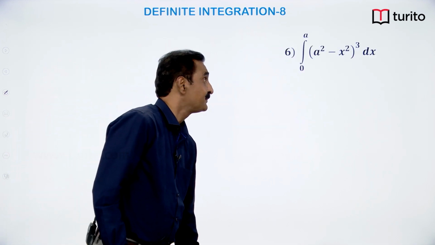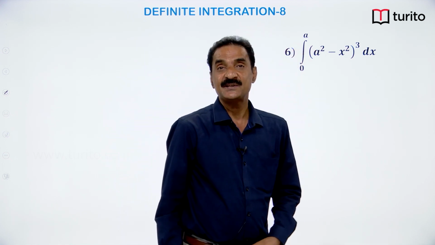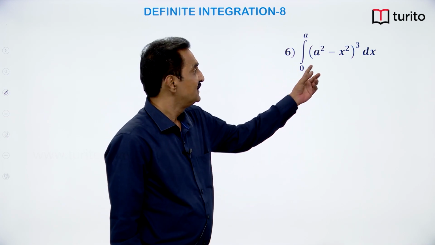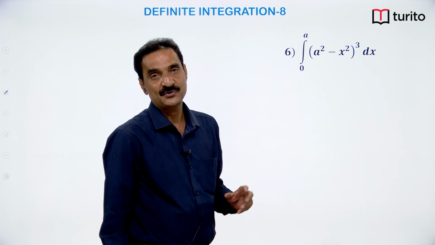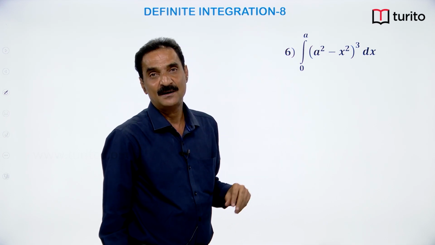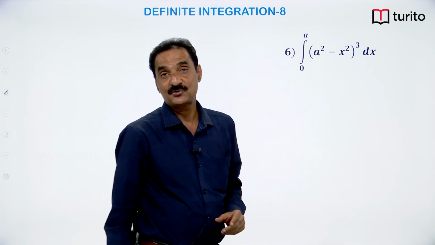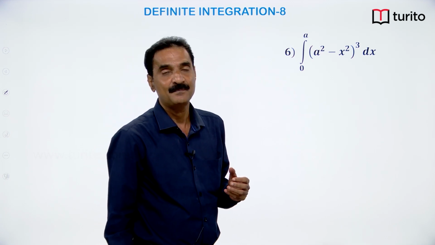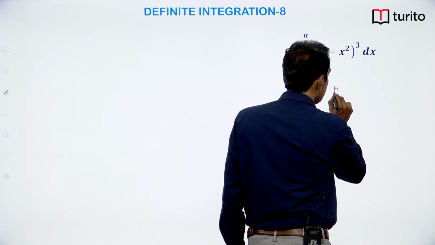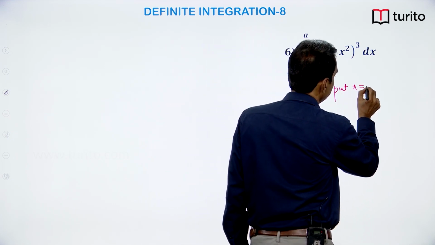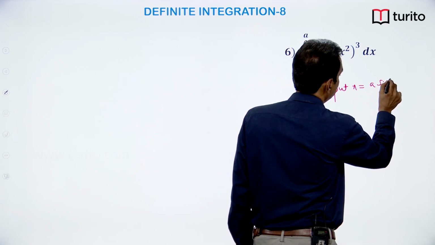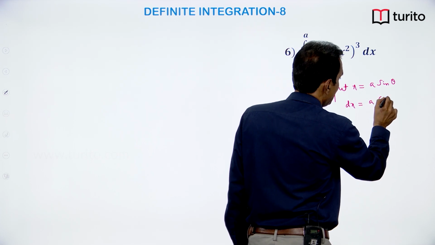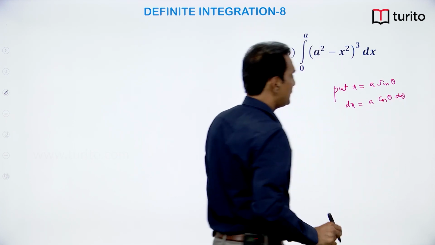Next question is integral 0 to a, (a square minus x square) whole cube. As we have discussed, we have to use trigonometric substitution and reduce it to a reduction formula. What is the trigonometric substitution for a square minus x square form? x is equal to a sin theta. Put x is equal to a sin theta. Then dx is equal to a cos theta d theta.